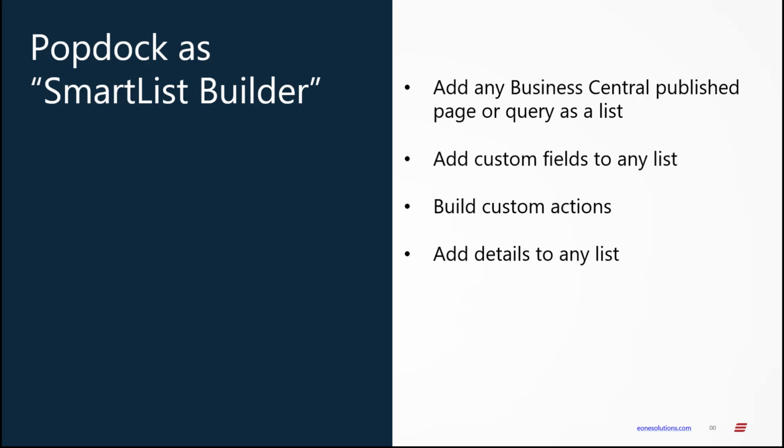When it comes to builder functionality, there's a lot that you can do with PopDoc. For example, you can add any of the published web services in Business Central as a list, and you can even combine data from multiple pages into a single list. You could add your own custom fields, details, or actions.